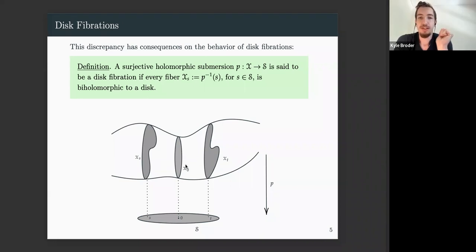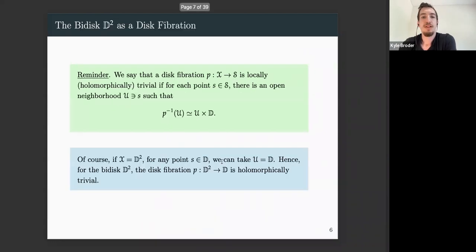And so I'll typically take the disk to be of complex dimension 1. So I could take the fibers to just be bounded domains in the complex plane, which are simply connected. So the bidisk and the ball both are the total spaces of disk fibrations. If I project onto one of the factors, then both will define disk fibrations over the disk.